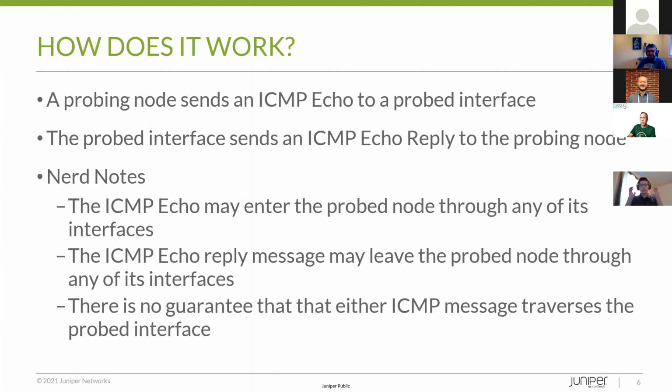So now we're going to go to the section nerd notes, which is kind of zooming in, getting a bit more technical details instead of a very high level overview. And important things to note are the echo request can enter the probe node through any of its interfaces, and we really don't have any control over which one it enters. That's due to factors such as the network topology that we don't really have any control over. Similarly, the echo reply can leave the probe node through any of its interfaces, and we have no idea which one it may leave through. So there's really no guarantee that either message traverses the probed interface that we might like to know more information about.